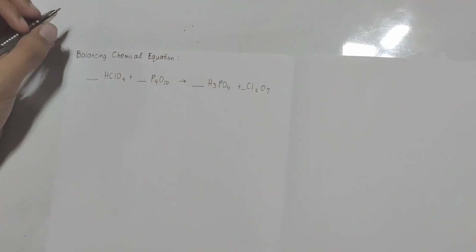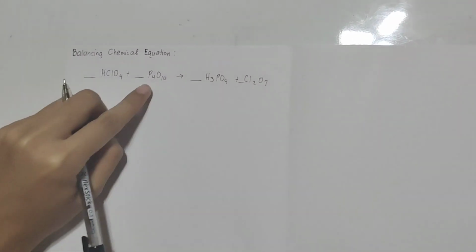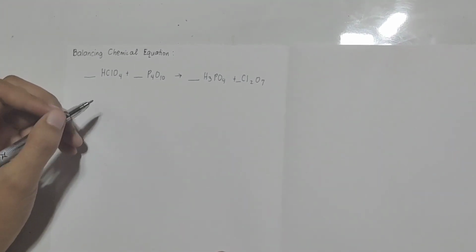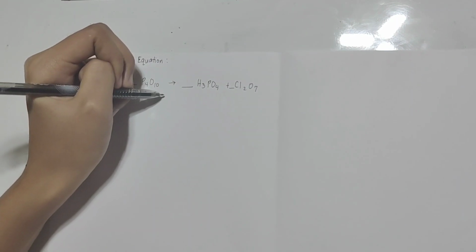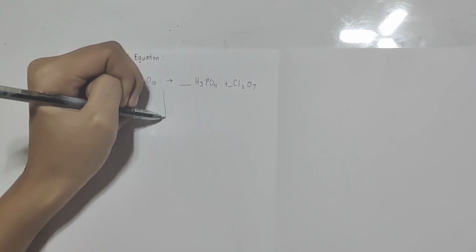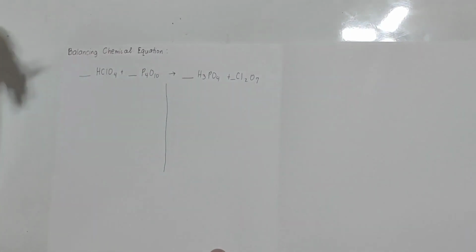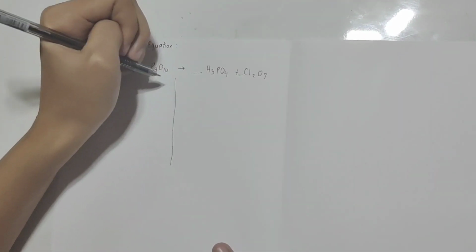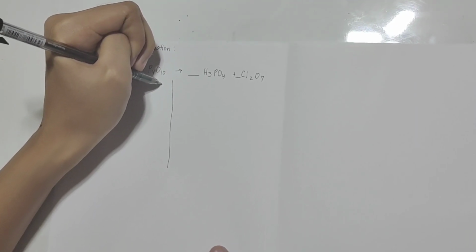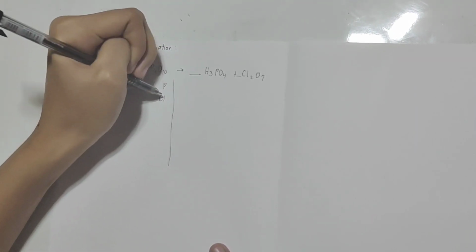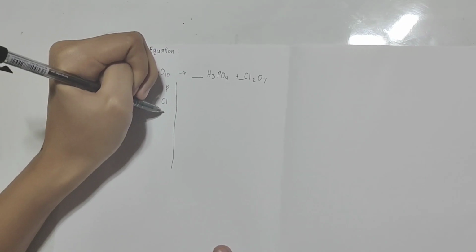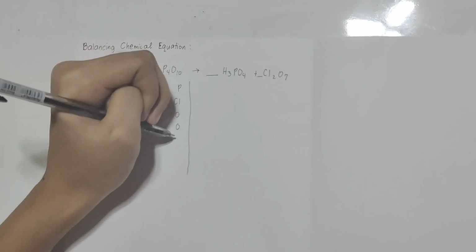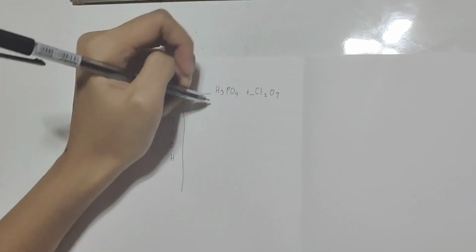At the beginning of our balancing process, we put a blank in front of each formula to remind us that we have to account for its atoms. To avoid confusion, I also draw a line to divide the reactant side from the product side of the equation. After that, list down all elements present in the reactants. Do the same process for the products. So we have here phosphorus, chlorine, hydrogen, and oxygen.